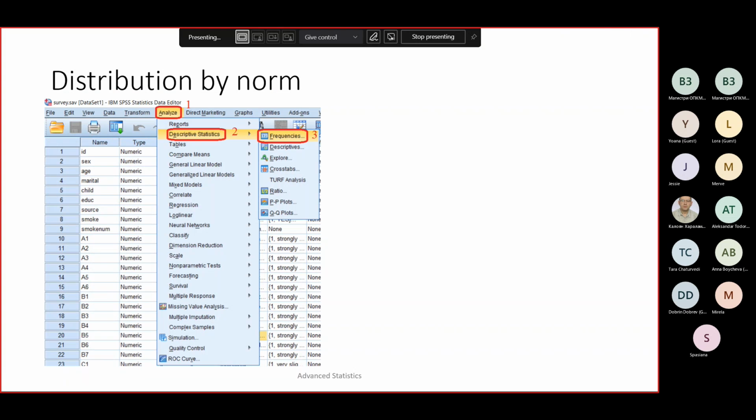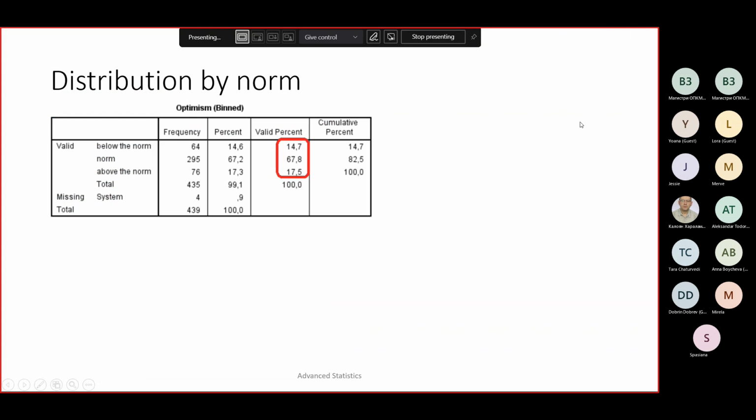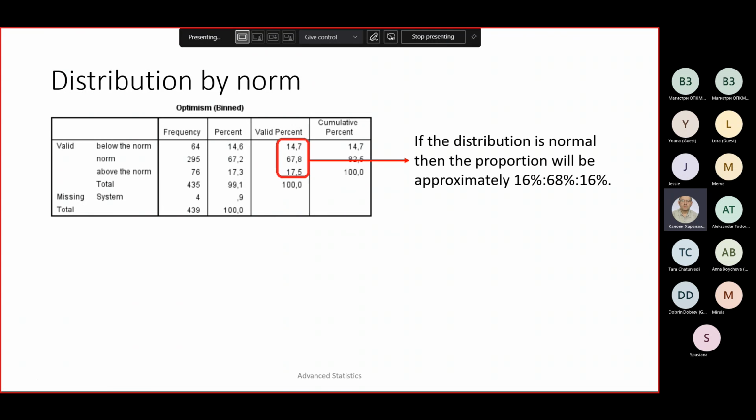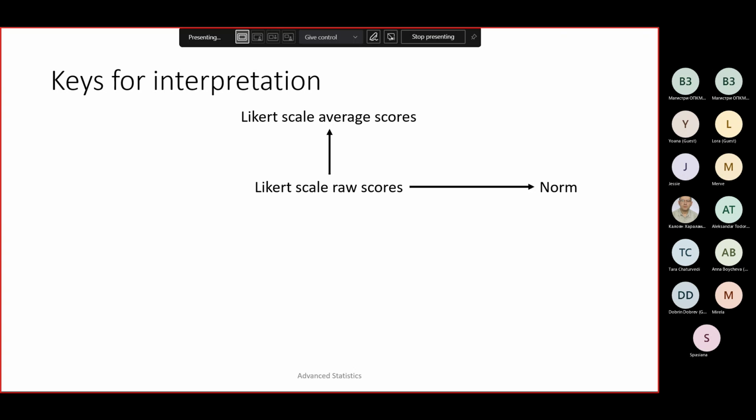So let's continue. The percents are the same as in PSPP. And we will go to the third key for interpretation. The third key are so-called standardized values, or also Z-scores.